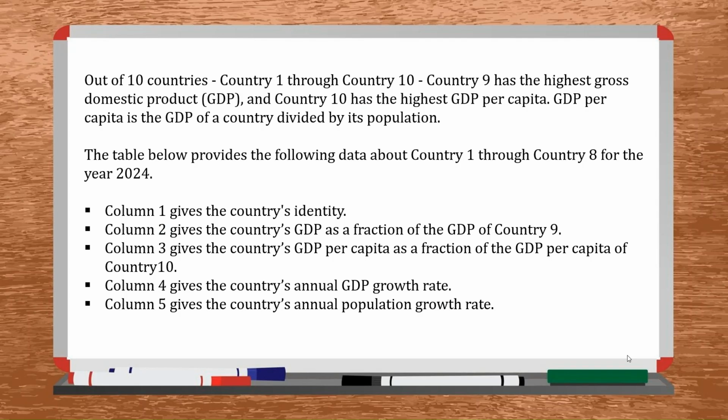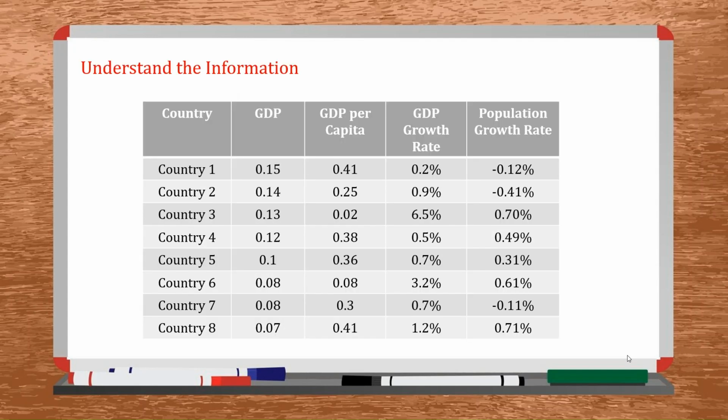We have the country GDP problem. We have countries 1 to 10, with country 9 having the highest GDP and country 10 having the highest GDP per capita. Also, we know that GDP per capita is the GDP of a country divided by its population. So let's have a look at the information.